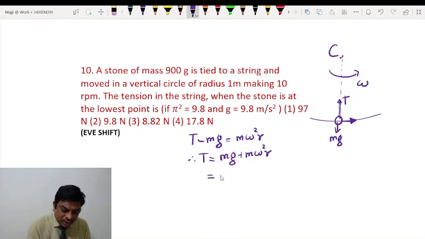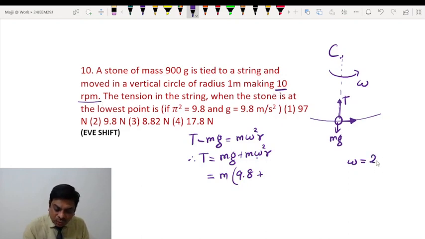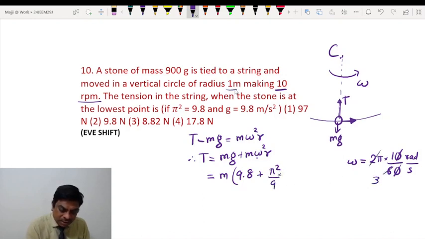So we can take m common. G is 9.8, given, and omega square. Let us find omega, students. Omega is 2 pi f. Frequency is 10 rotations per minute, so 2 pi into 10 rotations per minute. 1 minute has 60 seconds, so you calculate this in radian per second. This is pi by 3. So pi square by 9, into radius. Radius is 1.